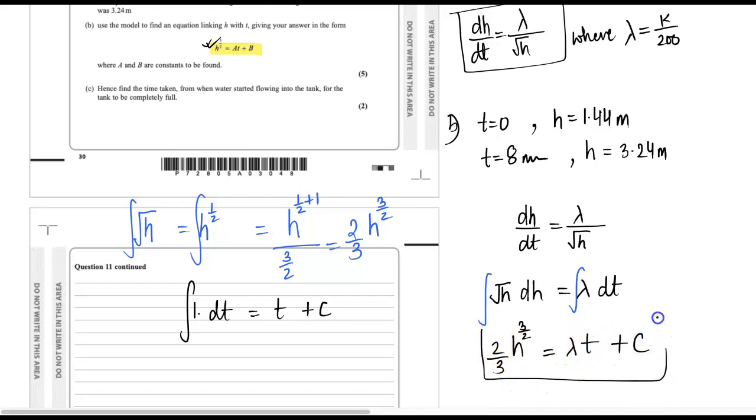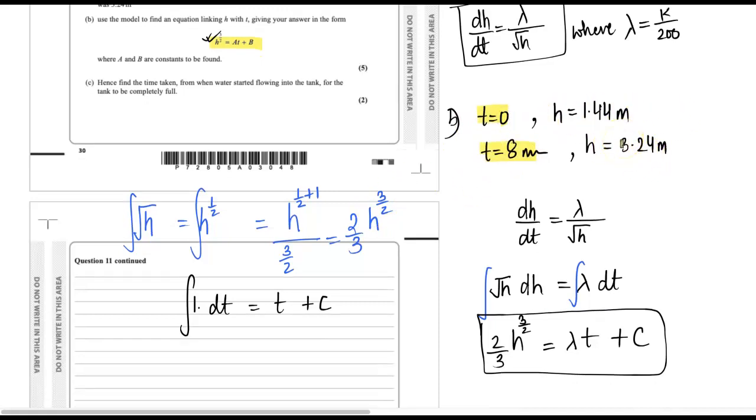So we have got this equation in terms of h. Now what? We have some values given. At t equals 0, we have h given, and at t equals 8, we have h given. And if you can see, we have two unknowns in the equation: lambda and c, which are represented as a and b there in the equation. So we are going to be substituting these two values in the equation so that we can find out lambda and c, and make the equation look like what they are asking us to do. So let's continue.